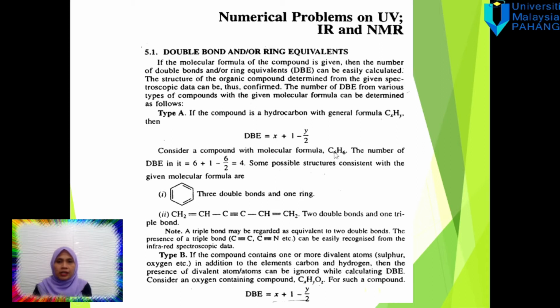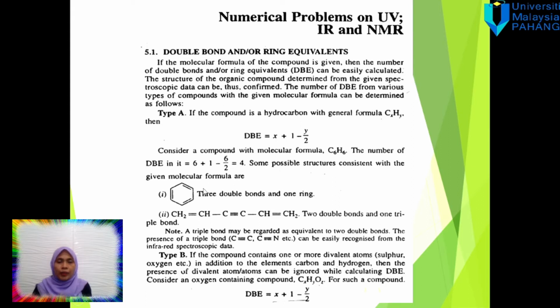C6H6. We insert the numbers of this example inside our formula. When we calculate, it becomes 6 plus 1 minus 6 divided by 2. Total double bond equivalent is 4. The structure is predicted like this. Is it confirmed to be 4 double bond equivalent?